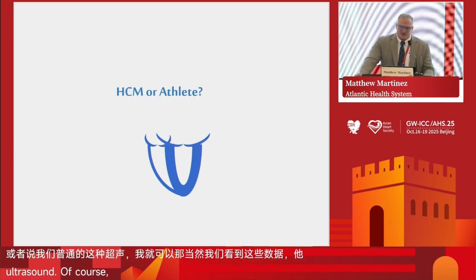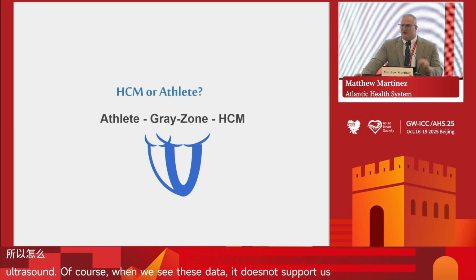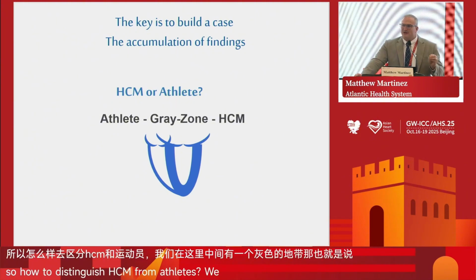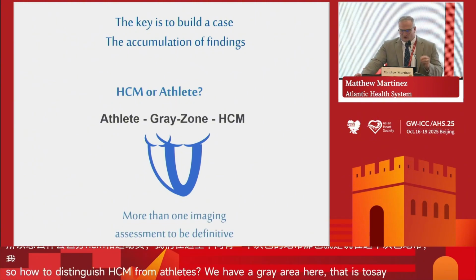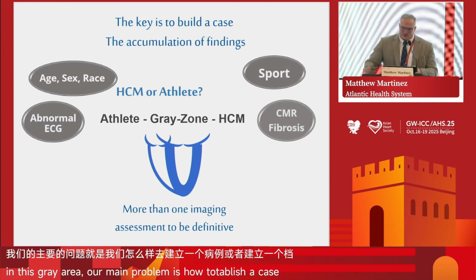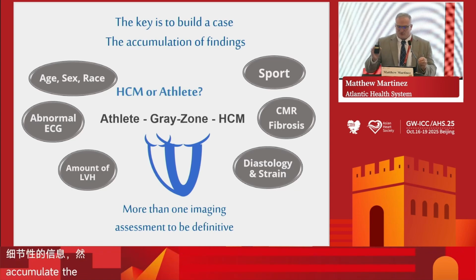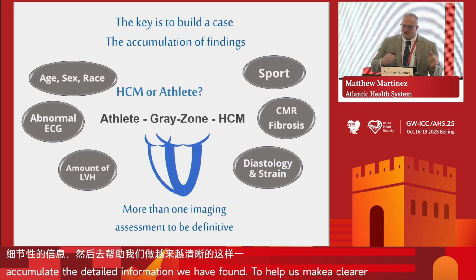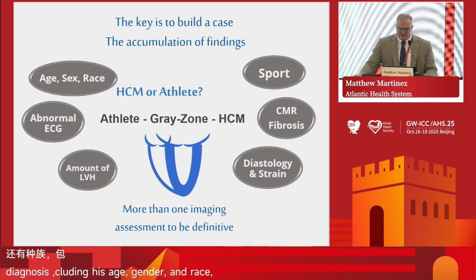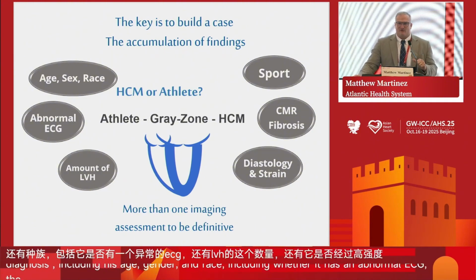So when you're distinguishing between athlete and the HCM, or the quote gray zone between the athlete and hypertrophic cardiomyopathy, the key is to build a case. Accumulate the findings in either pathologic or physiologic, and it's usually going to require more than one imaging assessment, and then include age, sex, sport, abnormal ECG or not, CMR for fibrosis, and the degree of hypertrophy with or without strain imaging. This is going to be the way we sort out between athlete and hypertrophic cardiomyopathy.